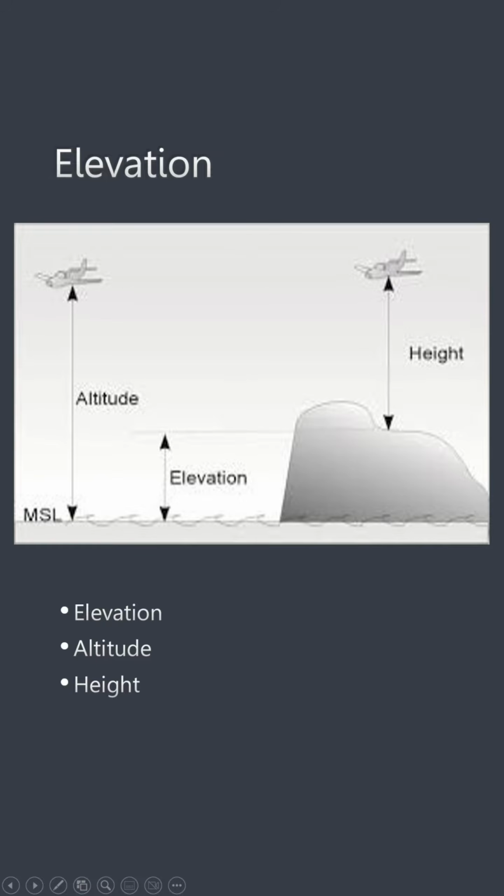So what is the elevation? Well, the elevation is just the vertical difference between a certain point on the actual ground or terrain and the mean sea level. This diagram also shows what altitude or height is if you want to learn more.